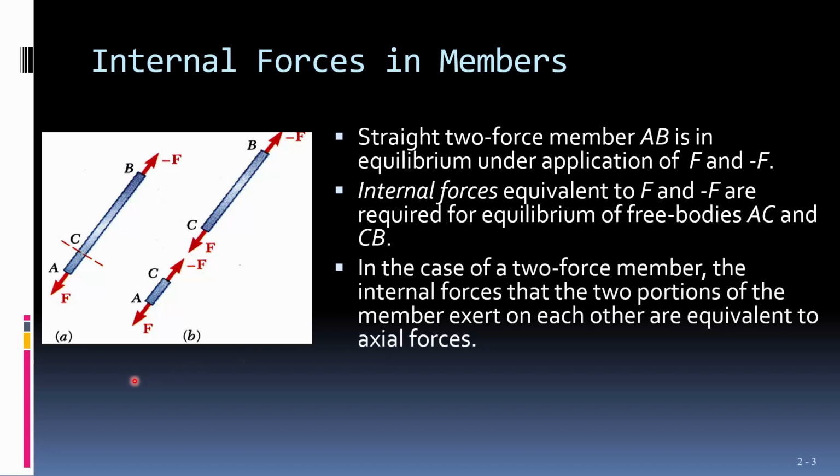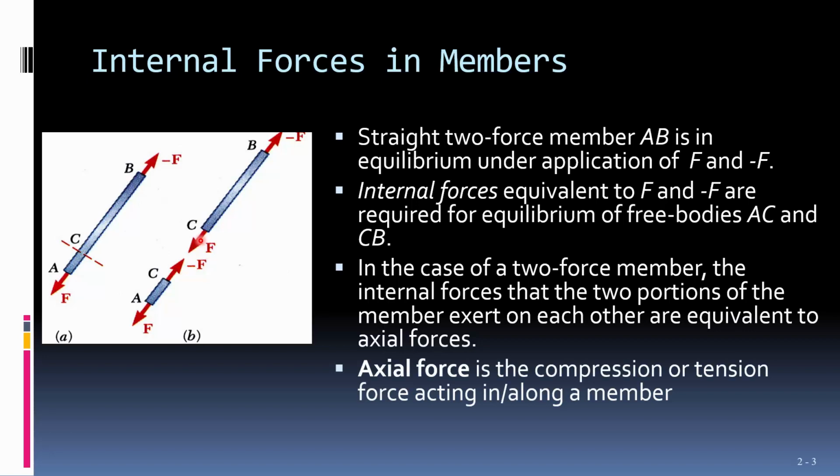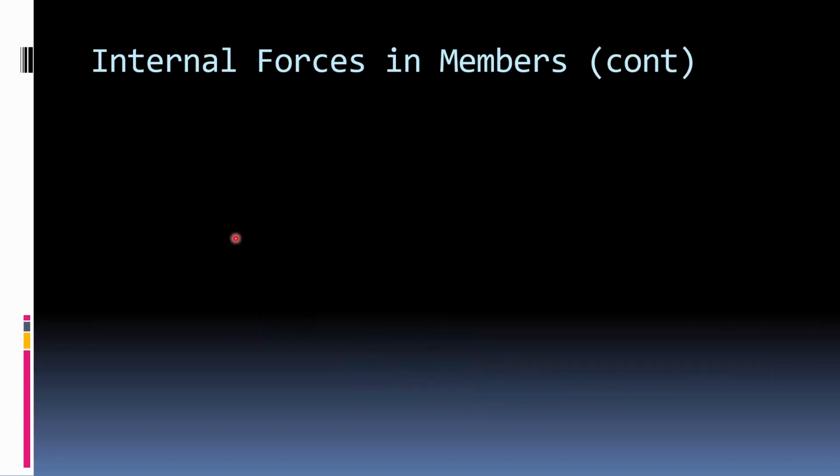So in the case of a two-force member, the internal forces that the two portions of the member exert on each other are equivalent to the axial forces. And the axial force is the compression or tension force acting in and along a member. So the idea is that you can cut this at any point, or if you had, say, magically a spring scale inside there, you could see what the force is inside that member.